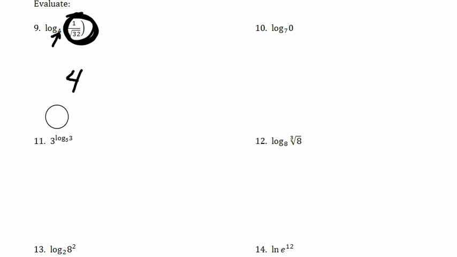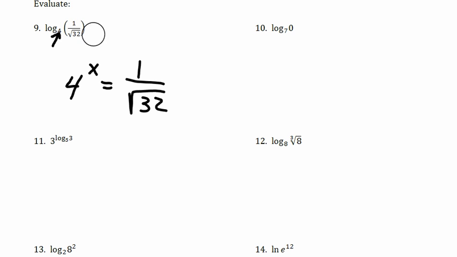Interesting. So I want 4 to the something to equal 1 over root 32. I want to make sure that's a square root. Yeah, it is. Then, how can I solve this thing? Okay, we could make it into a 2. Yes? Okay, so let's make it into a 2.